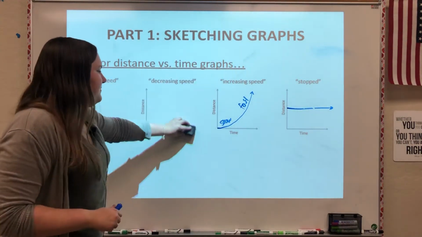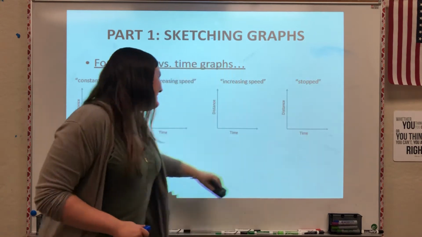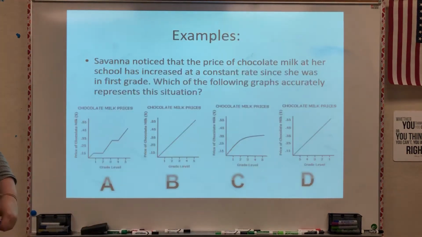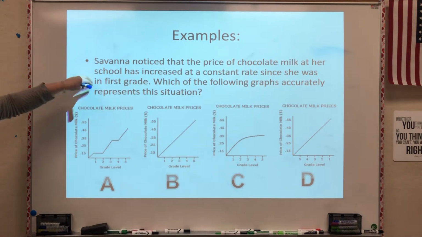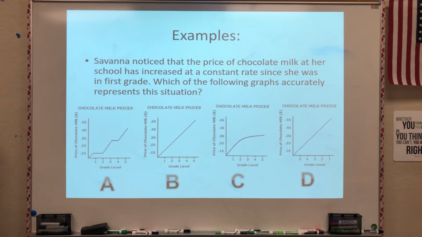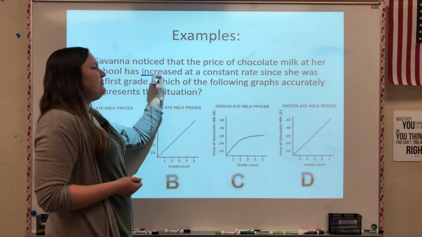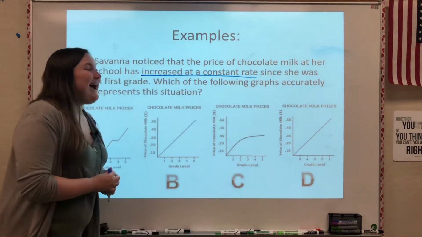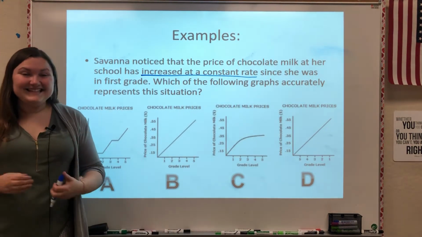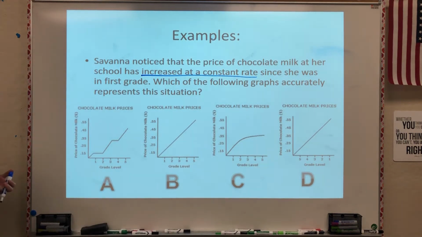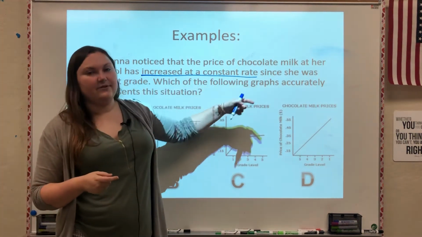The first example, before we get into distance and time, instead we've got a graph of chocolate milk. The story part says, Savannah noticed that the price of chocolate milk at her school has increased at a constant rate since she was in first grade. Which of the following graphs accurately represents this situation? Well, there's a phrase I would underline here: increased at a constant rate. I'm underlining that because that's giving me an idea of what the graph should be showing. I'm looking for that price to increase at a constant rate.